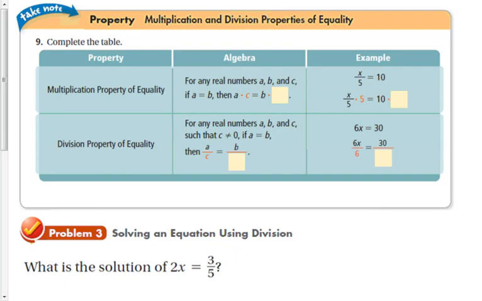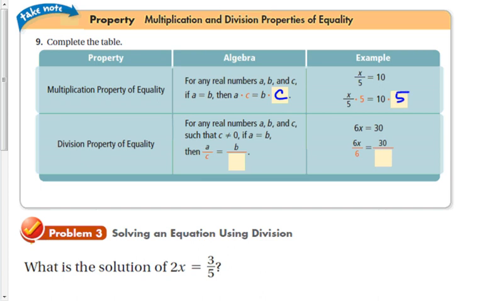All right, another couple of properties of equality we can use are multiplication and division properties of equality. Basically they're the same as the addition and subtraction, it's just that we're using the operations multiplication and division. And so if we multiply both sides of an equation by C, we will still have something equal.